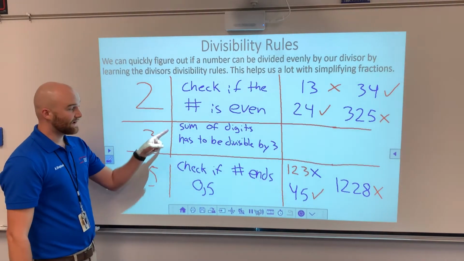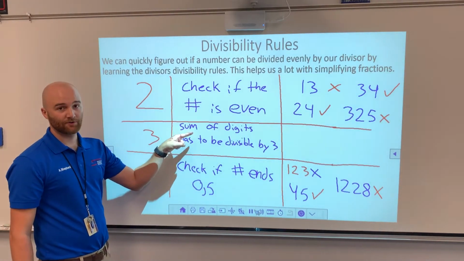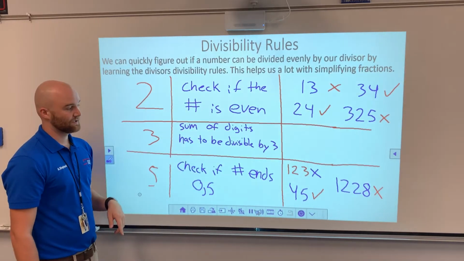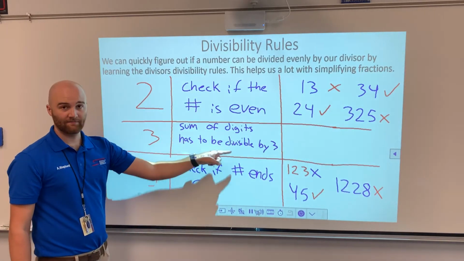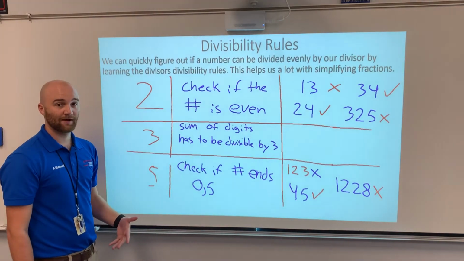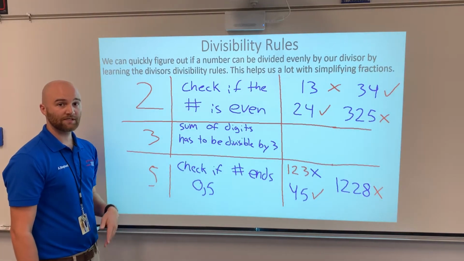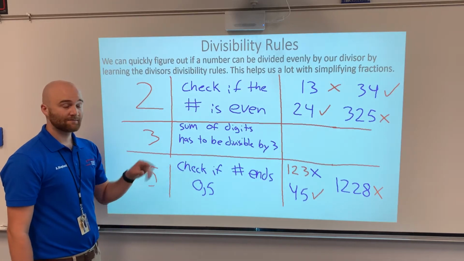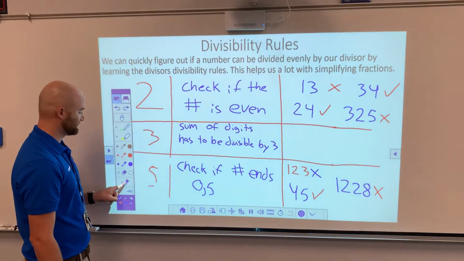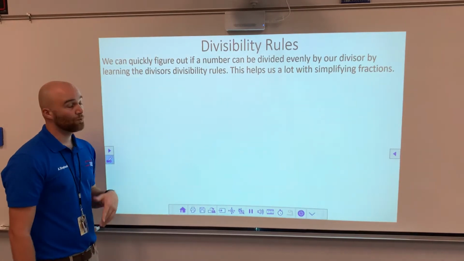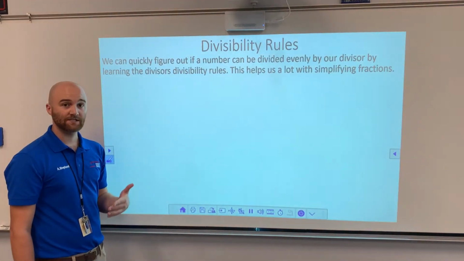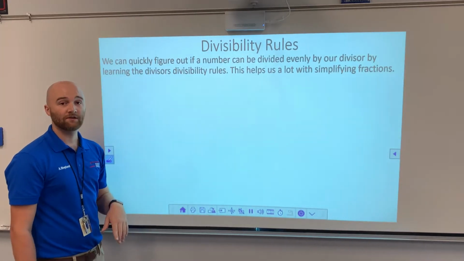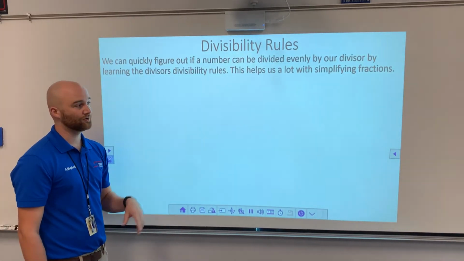This means that if I add up all of the numbers in a certain number, all of the digits, then if my new number is divisible by 3, the whole number is divisible by 3. Oof. Let's look at some examples, okay? So, what we said is the sum of the digits is divisible by 3. Let's look at some examples and then I'll give you one to put in for your example on your notes.